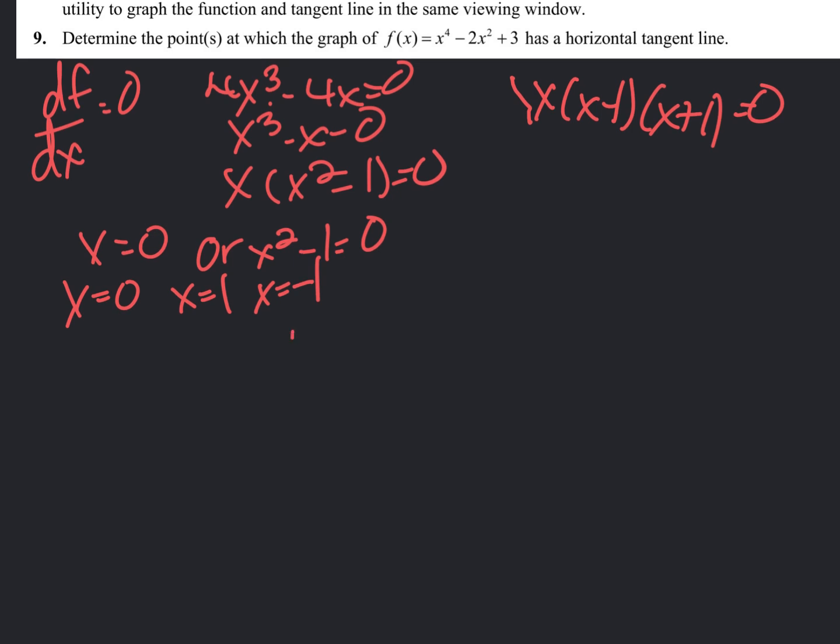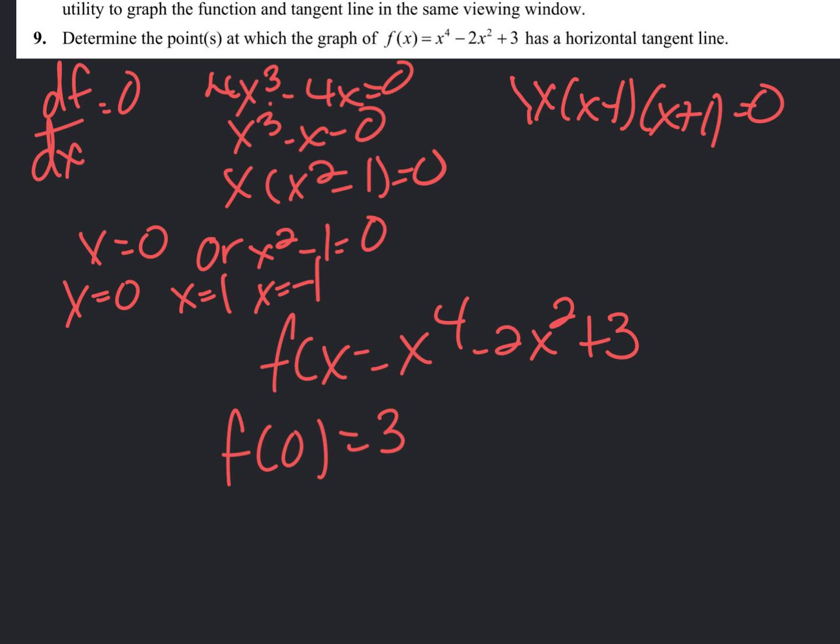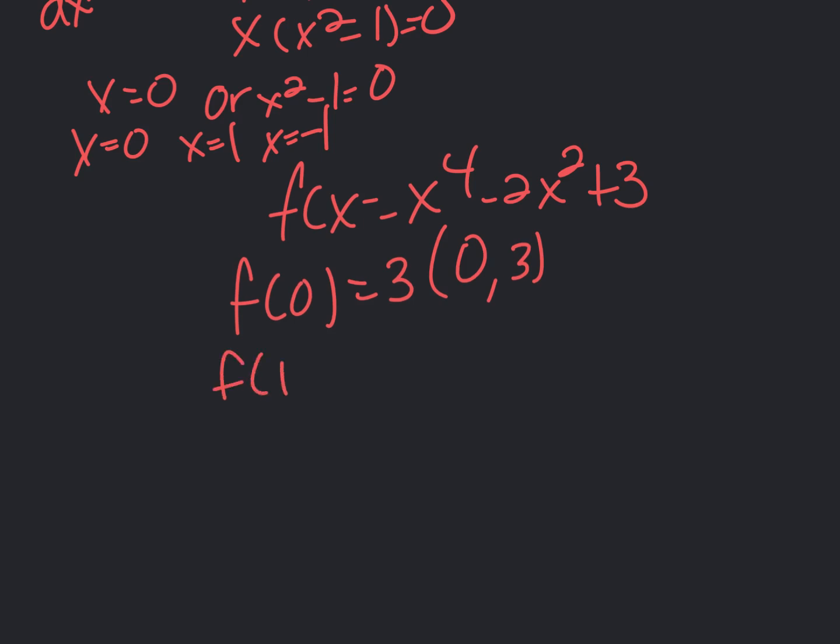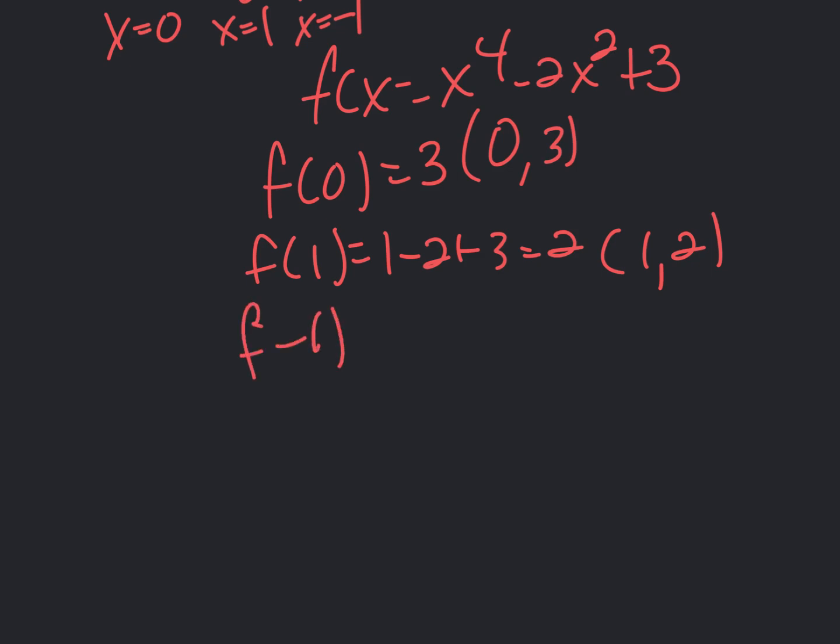Then when we put those in, we have f of x equals x to the 4th minus 2x squared plus 3. F of 0 equals 3, where your points will be 0, 3. F of 1 equals 1 minus 2 plus 3 equals 2, and the point is 1, 2. And f of negative 1 equals 1 minus 2 plus 3 equals 2, where your point will be negative 1, 2. So when x can be 0, 1, or negative 1, these will be your points right here.